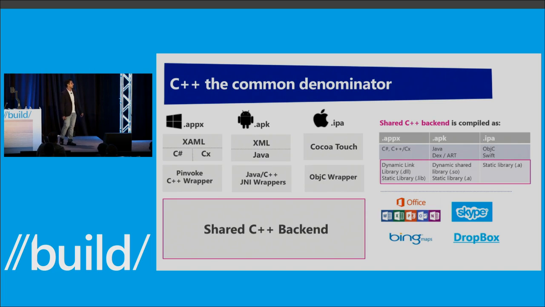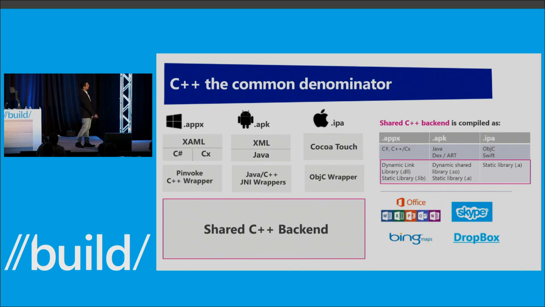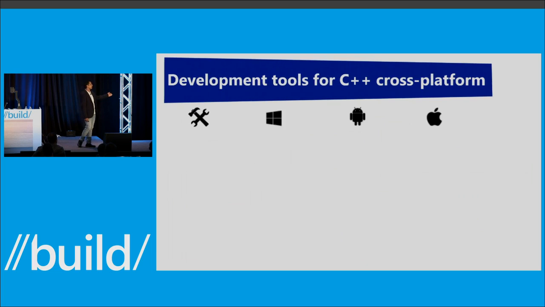And then you write your UI, or the presentation layer of your software, in a lightweight language. It could be XML, or Java in the case of Android, and then access your fat C++ layer using JNI, which is the Java Native Interface. You can do the same for Windows using P/Invoke, or the Objective-C wrapper and so on. So this is a fine approach.